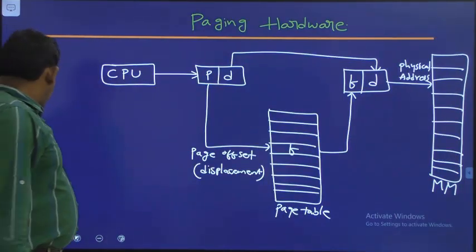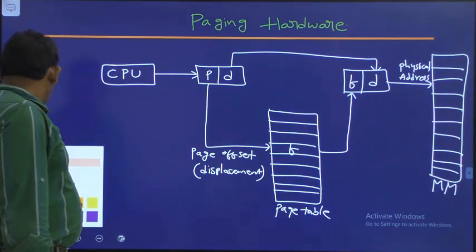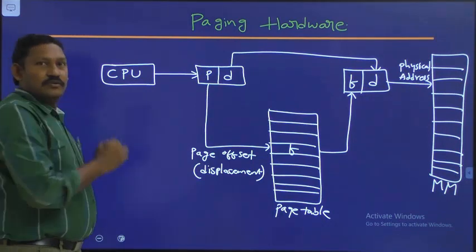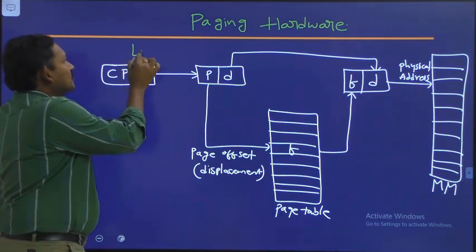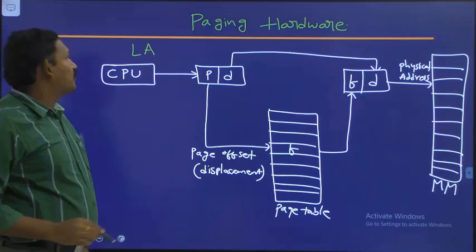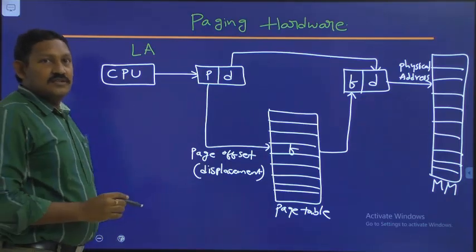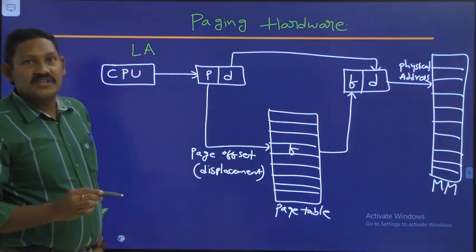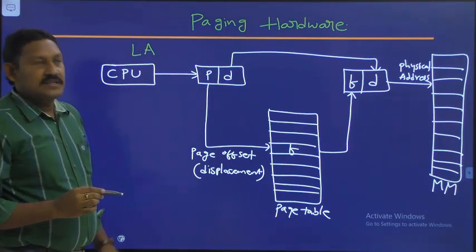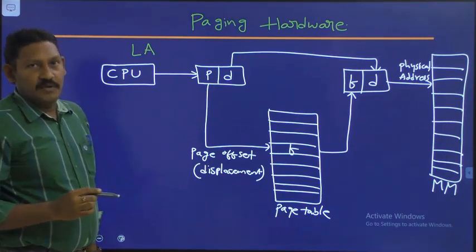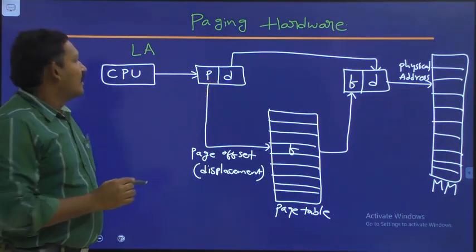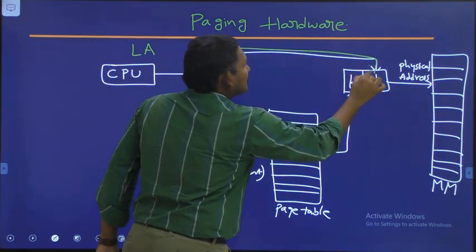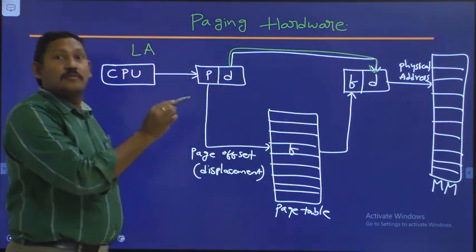So next we will see the paging hardware. See here, the CPU, we already discussed. CPU produces a logical address. That logical address consists of P and D, where P specifies the page number and D specifies the offset, the page offset. Okay. So based upon that, this offset and this offset, both should match.